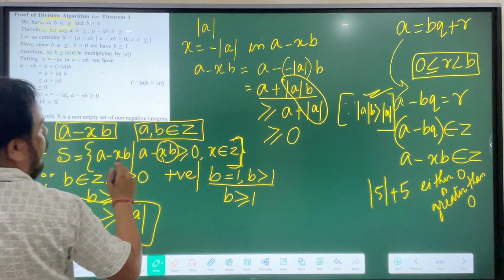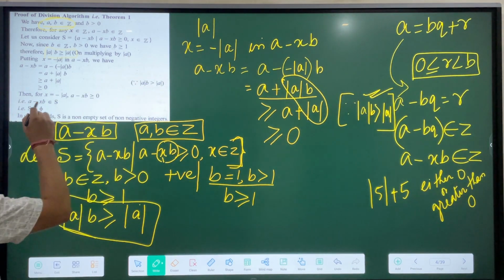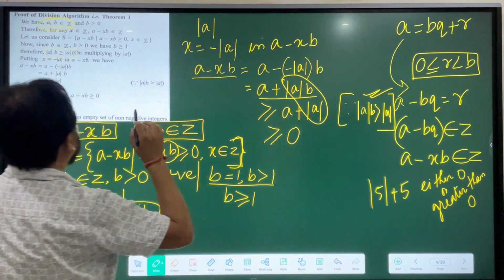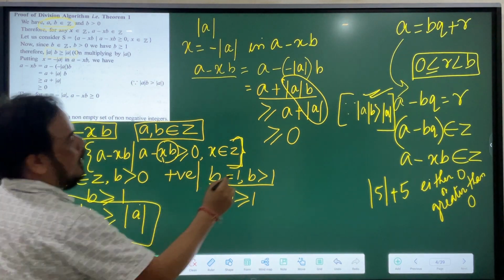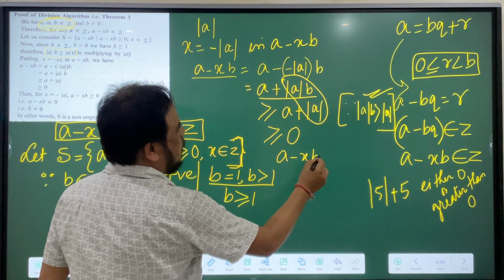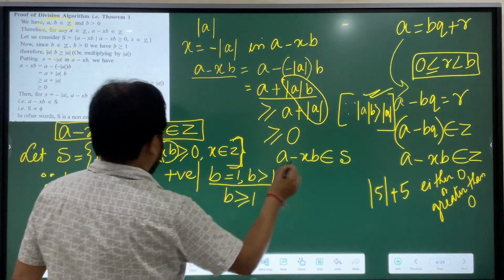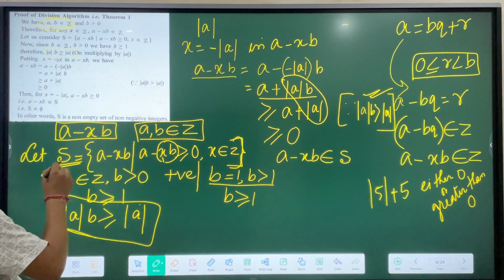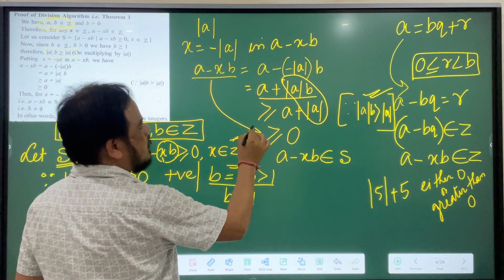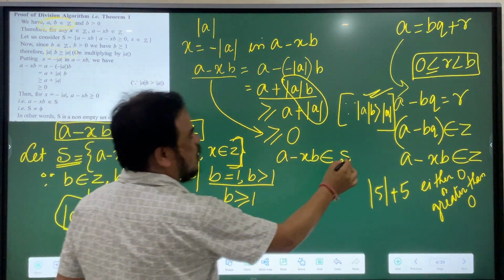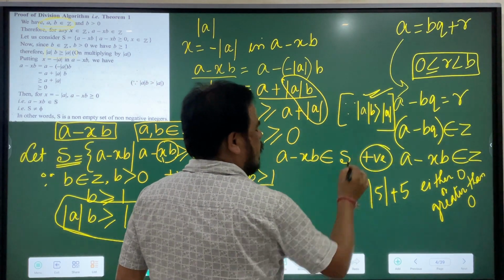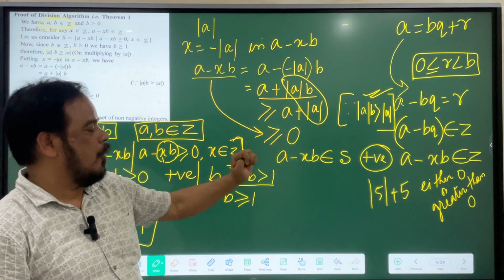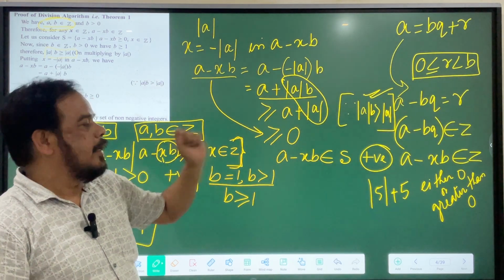So for x equals mod minus A, we have got A minus xb is greater than or equal to 0. So A minus xb belongs to the set. What we have got? A minus xb is greater than or equal to 0. That means this is positive. Whatever you get will be non-negative, it will never be negative.